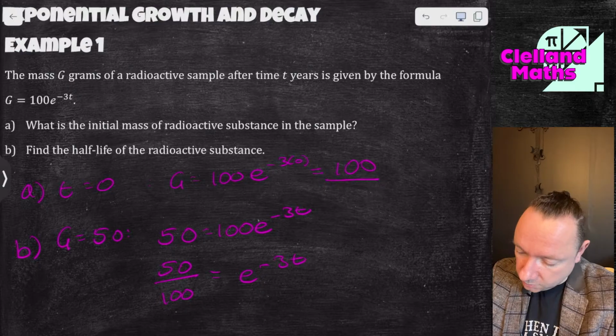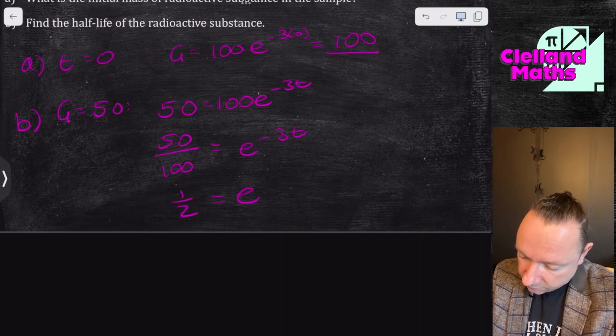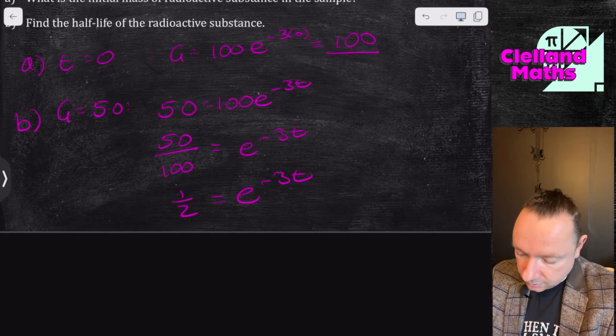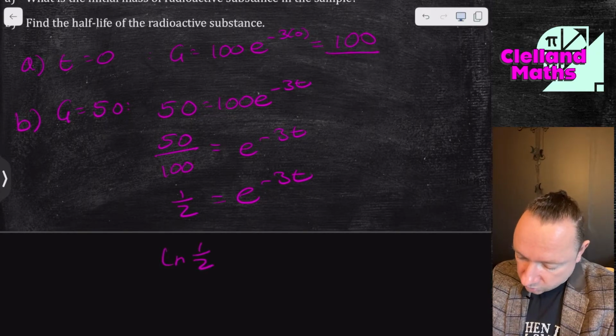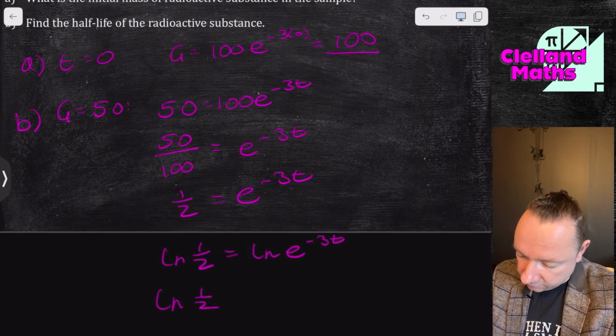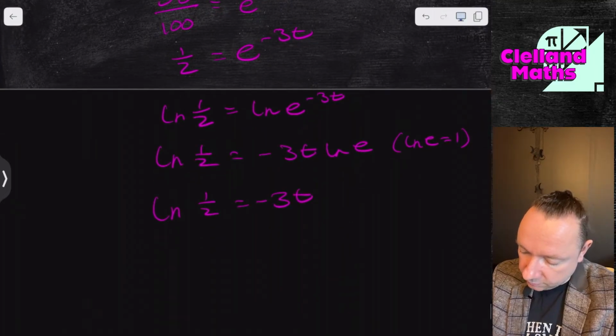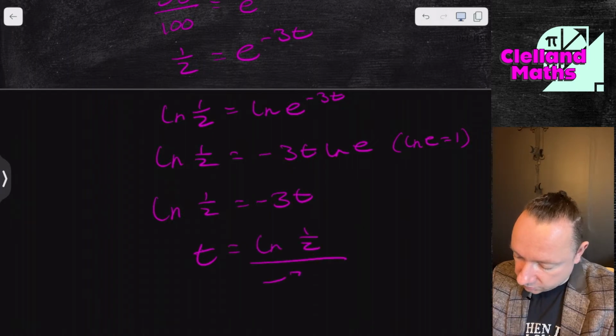Okay, let's continue. 1/2 equals e to the minus 3t. So taking the log of both sides, natural log, because base e, of a half equals minus 3t times ln e, but remember ln e equals 1. So ln of a half equals minus 3t, and we're just about finished.